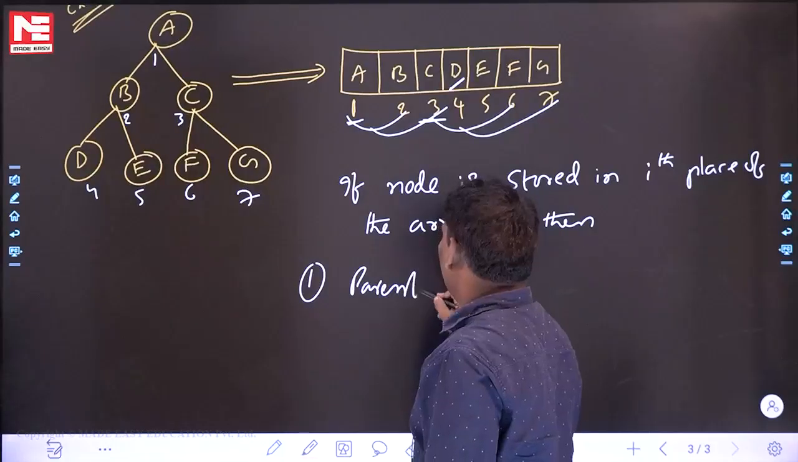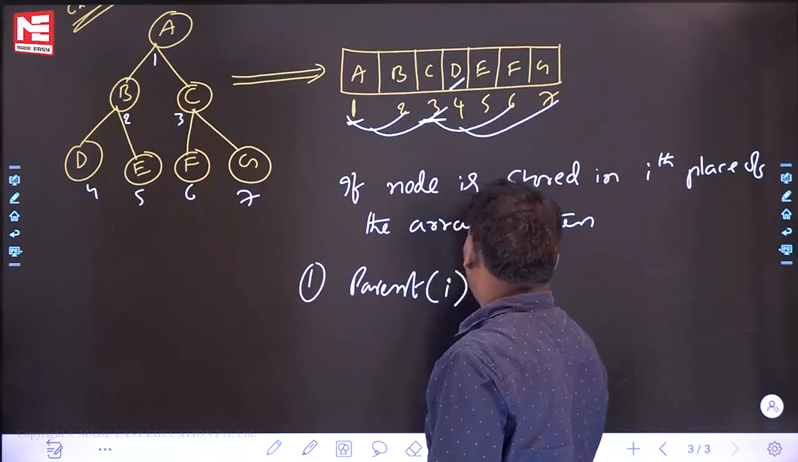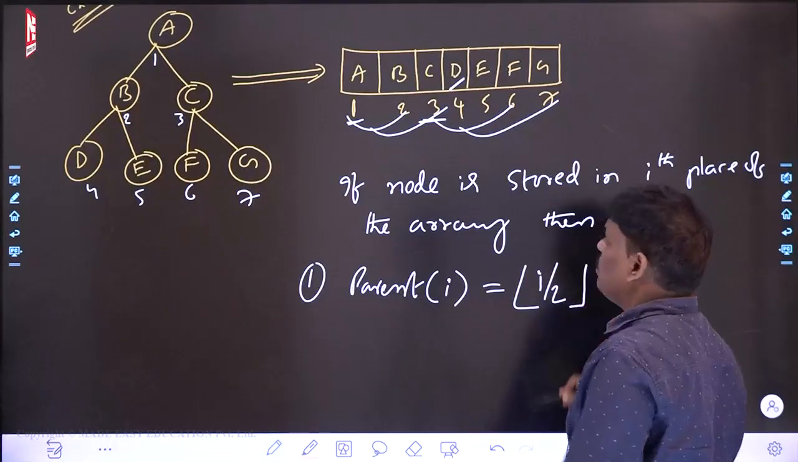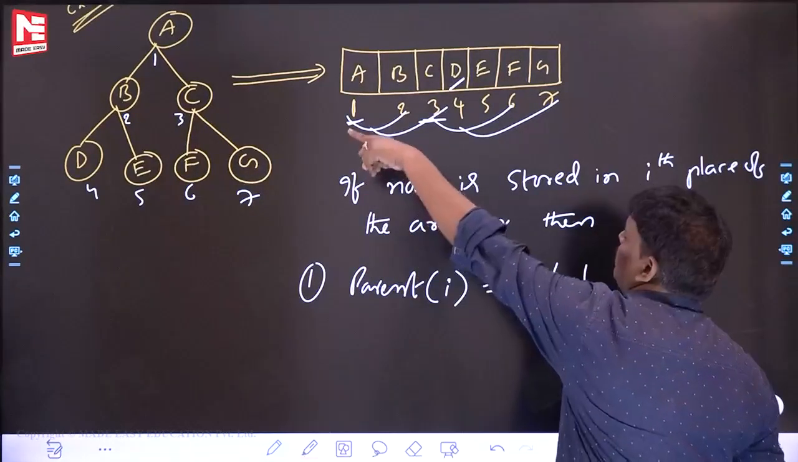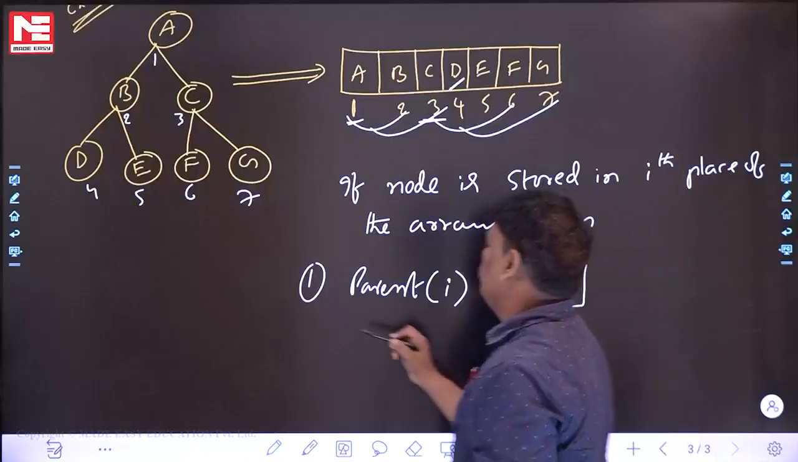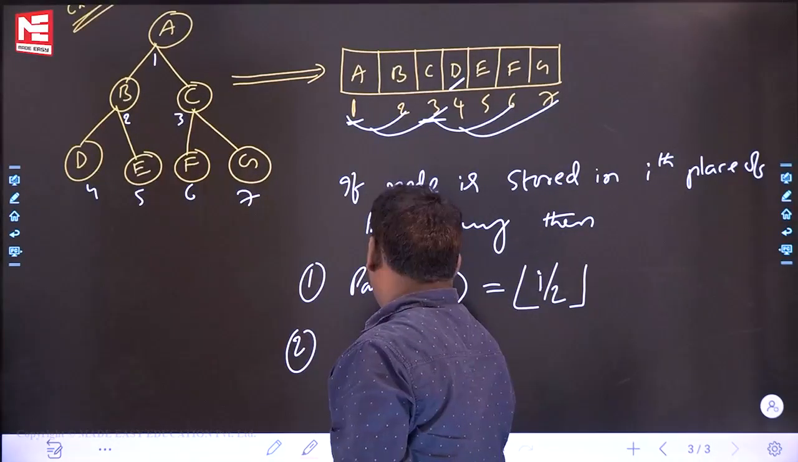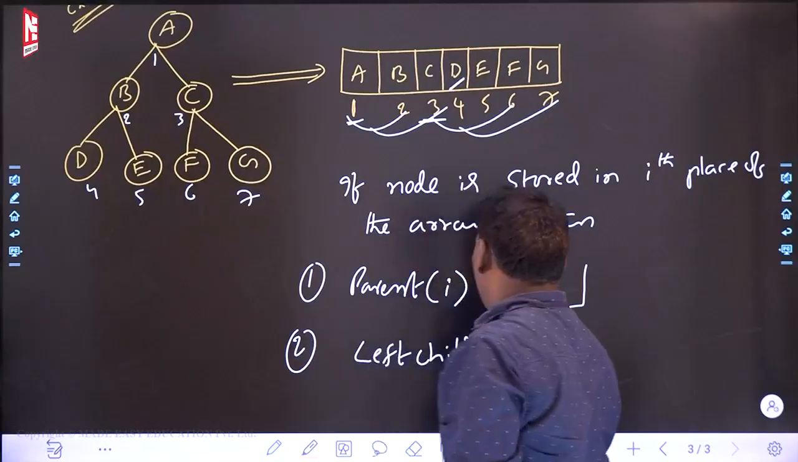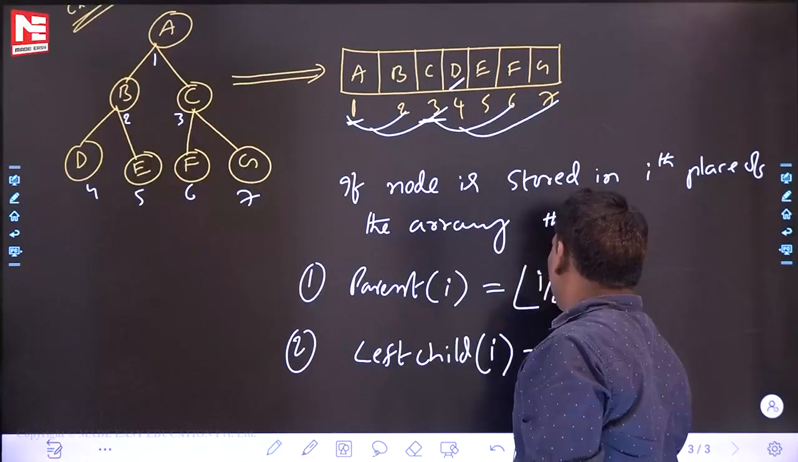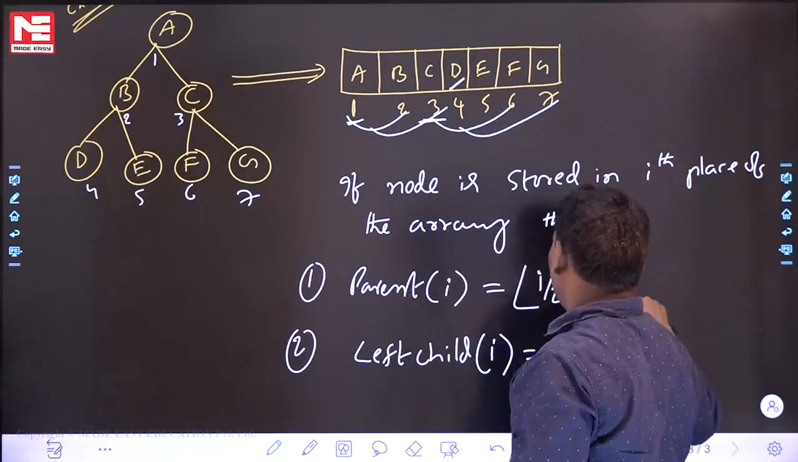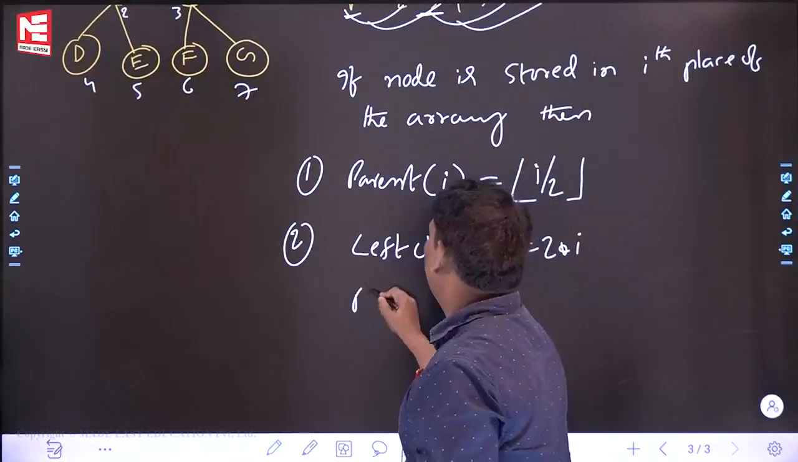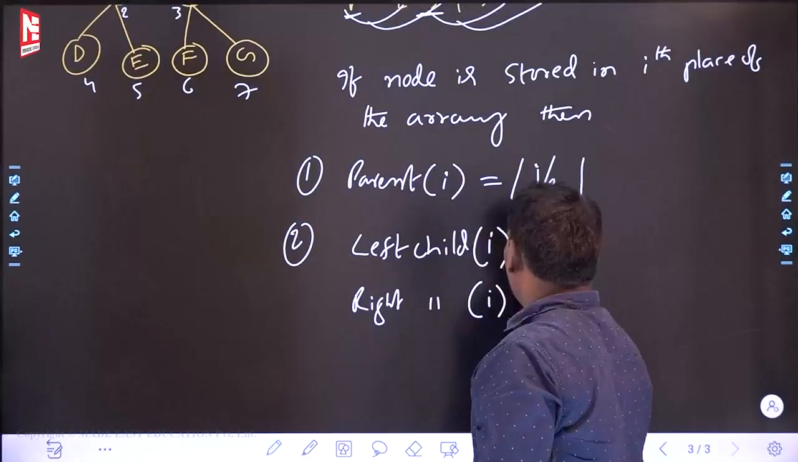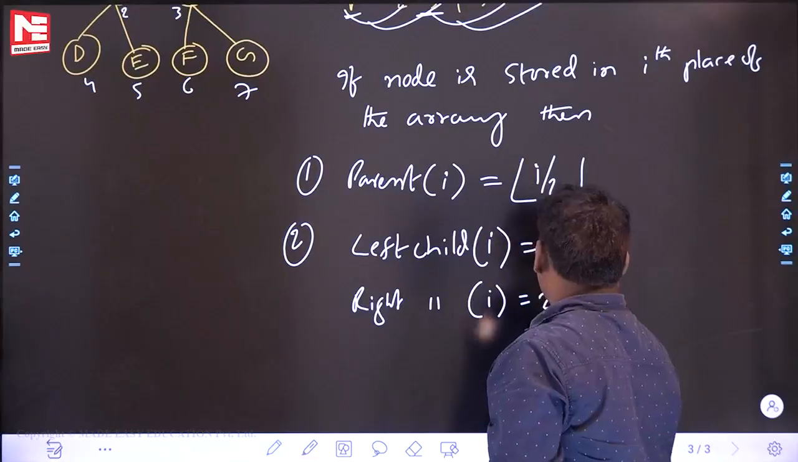What about the parent of i? If you want to find the parent, what should I do? i by 2, floor value. Small doubt is there, please check. 7 by 2, 3.5, take 3. Next one, 2. What about the left child of i? What is the answer? 2 into i. So if you are okay, what about the right child of i? What is the answer? 2 into i plus 1.